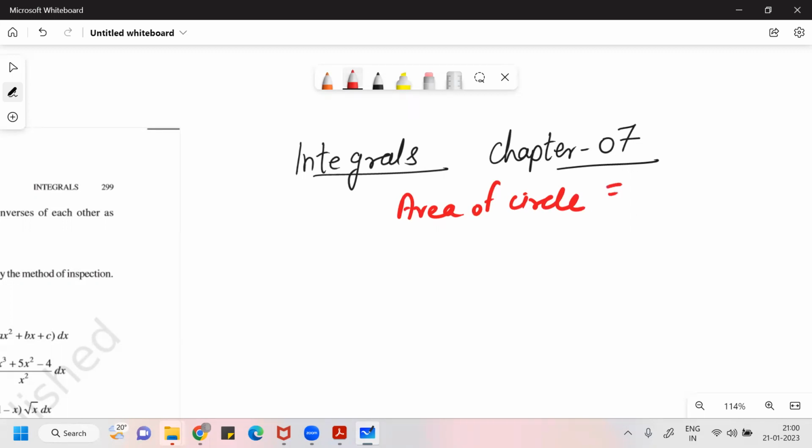Now we know that the area of a circle is pi r square, right? And if I ask you what is the circumference of the circle, you say 2 pi r. So the question comes: is the pi in the area of the circle and the pi in the circumference the same thing, or are they two different things? What is this pi all about? We say pi is a constant. How did I get to know pi is a constant?